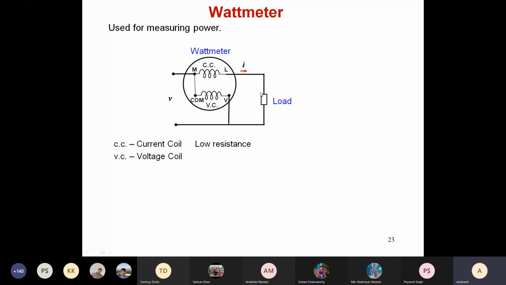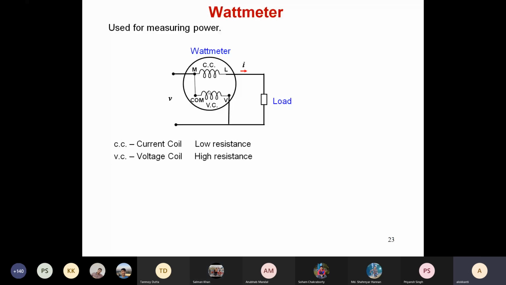See, the current coil is in series with the load, so it should not have a resistance that will change the load current. So it has to be made with a coil which is low in resistance. Similarly, the voltage coil, which is in parallel with the load, should not carry more current, so it is made high resistance. So how do you achieve low resistance? Reducing inductance.